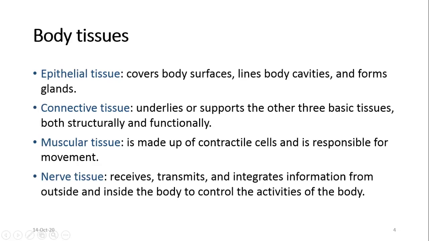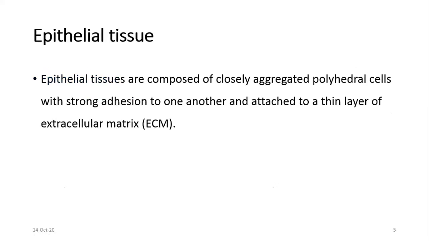These are the 4 basic types of body tissues: epithelial tissue, connective tissue, muscular tissue, and nerve tissue. We will discuss each of these tissues separately in separate lectures. Today we'll talk briefly about epithelial tissue. The epithelial tissues are composed of closely aggregated polyhedral cells with a strong adhesion to one another, and they are attached to a thin layer of extracellular matrix.